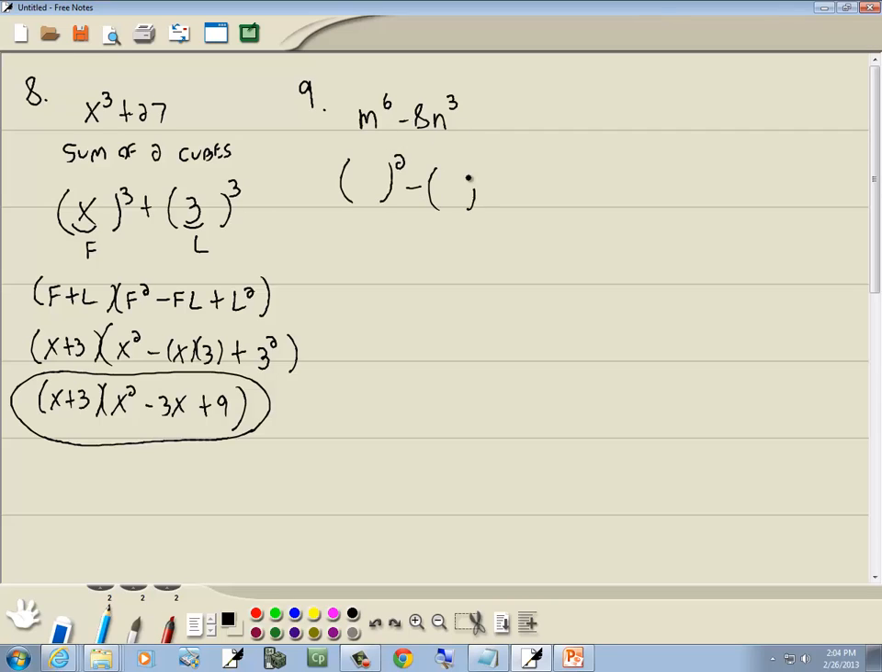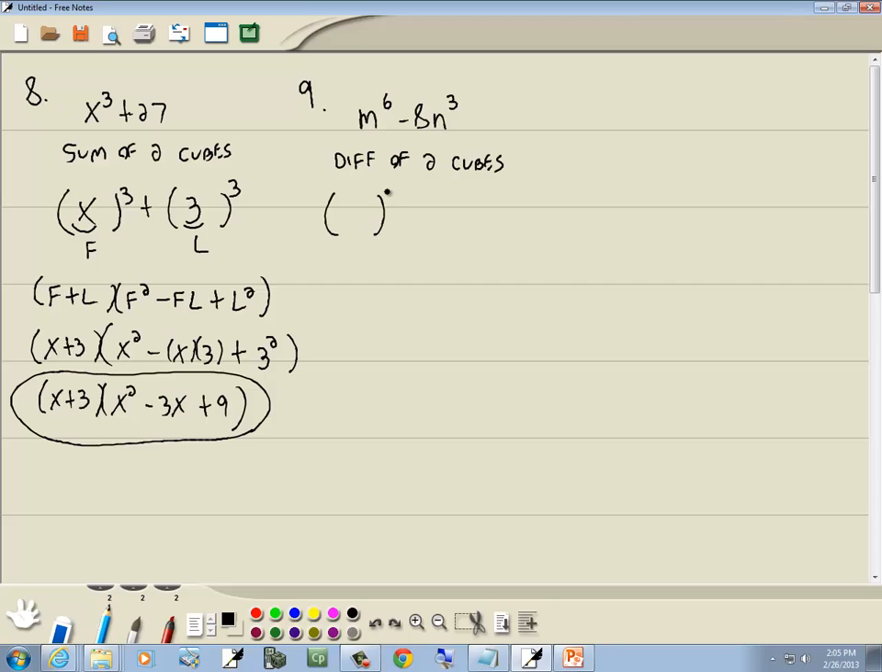So we try to write it as something squared minus something else squared. Well, this would be m to the third. What times itself gives you 8? Nothing. Difference of 2 squares fails. Now go on to the next one. Difference of 2 cubes. Difference of 2 cubes says 2 terms with a minus in it. It's the same form as a difference of 2 squares. So if difference of 2 squares fails, you go on to difference of 2 cubes.